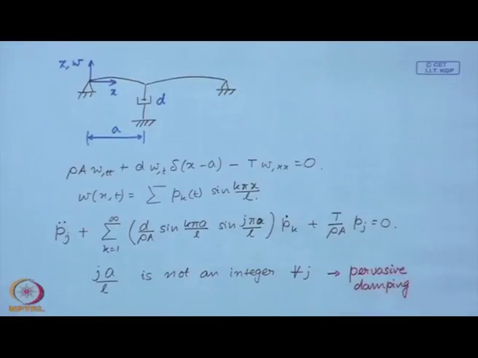When the damping is pervasive, all modes will be damped, whereas if you put this damper at the middle of the string, you will find that the second mode is never damped. So, the second mode, the fourth mode, these modes will not be damped. So, the damping is then non-pervasive.